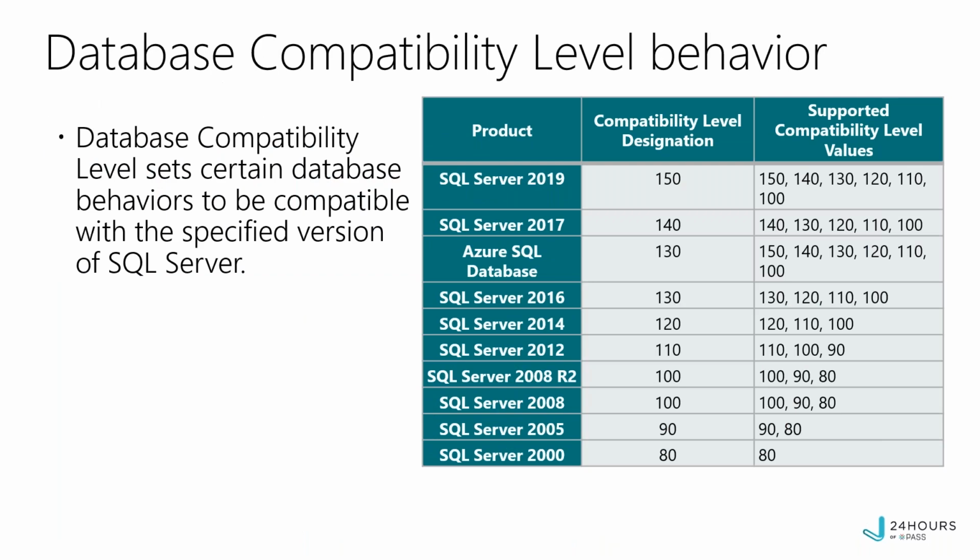Now, there's a number of things, just for reference here. Look at this table from bottom up. So the database compat level, what it does is it sets behaviors at the database level, and behaviors that map to that specified SQL Server version.